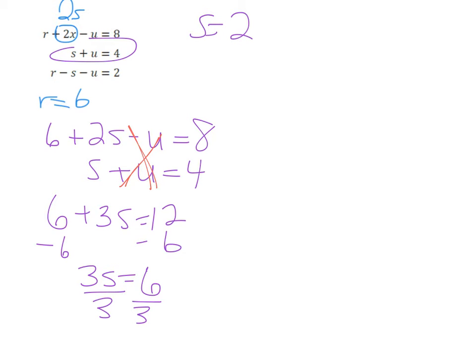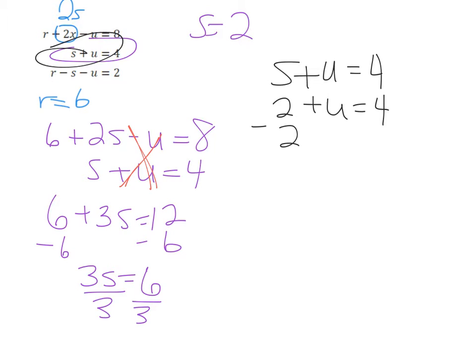So now that I know s and r, I can plug it in. And in fact, I really can just plug it into my second equation here. So I get that s plus u is equal to 4. Well, I know that s is 2, plus u has to equal 4. So if I subtract the 2 here, I get that u is equal to 2.